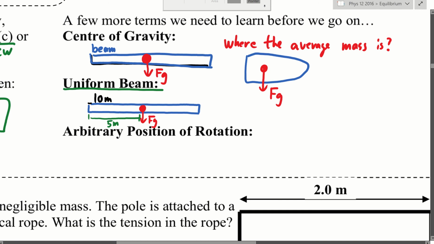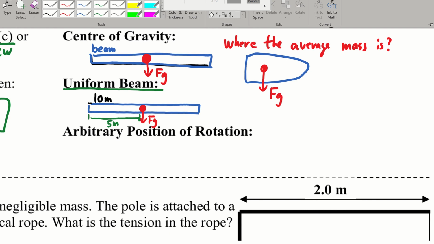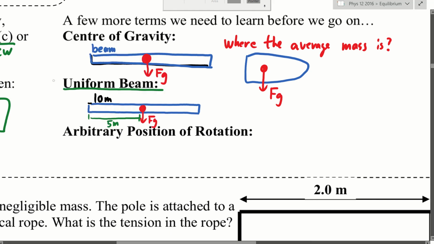All right. Now, the last point in here is just echoing a point that we made earlier, which is you don't have to actually stick with one point of rotation. You choose the point of rotation. You choose the location of the pivot point.